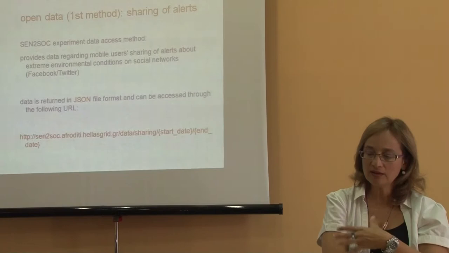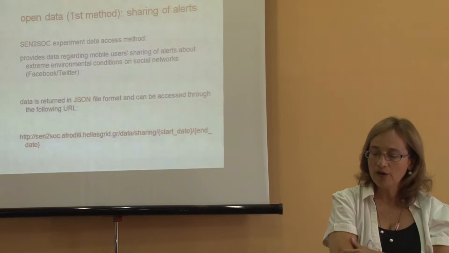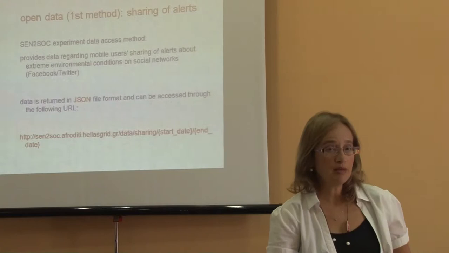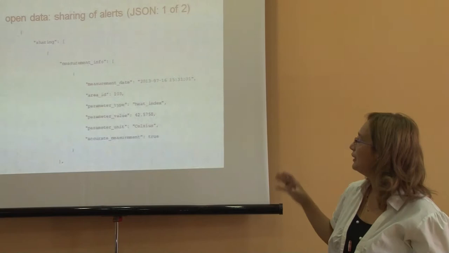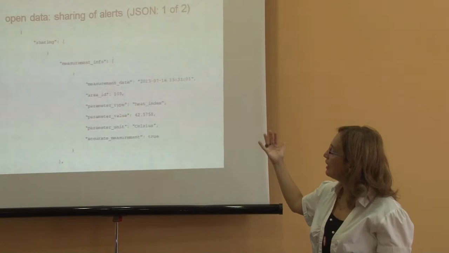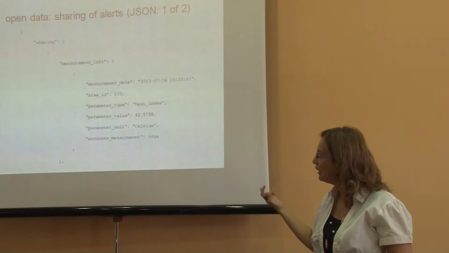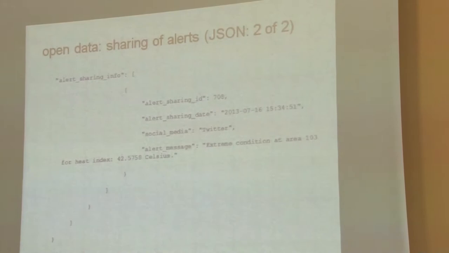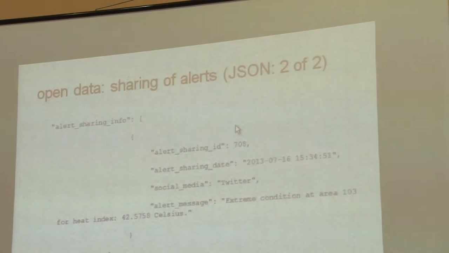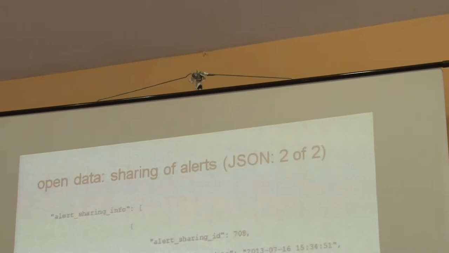So, what is the idea here? The data regarding mobile user sharing of alerts, the alerts that the user would like to share, are also reported in JSON format, and they can be accessed by everybody. This is just a very brief outline of how the JSON file looks. We have the measurement, the area, what kind of parameter we are measuring, what the value is, and whether the measurement is true or not. This ID, as I said, corresponds to the user, so the user is just a number for us. We don't have access to the profile, the details, and the personal data.